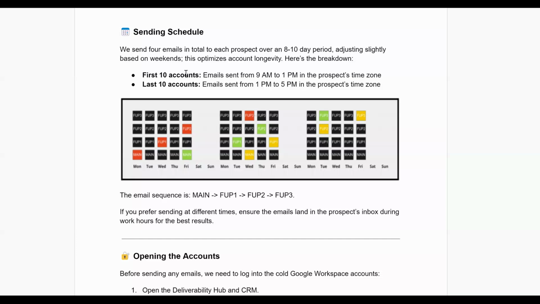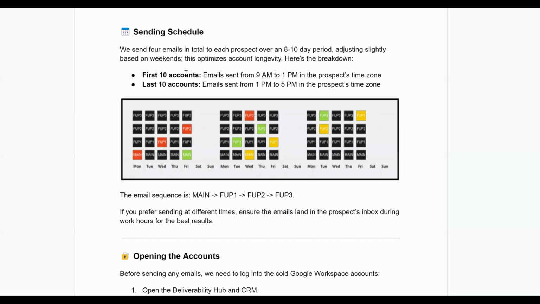And for the first 10 accounts, we send the emails from 9 a.m. to 1 p.m. in the lead's time zone, of course. And for the second 10 accounts, the emails are sent from 1 p.m. to 5 p.m. in the prospect's time zone. And it's very important to stick to this in order to ensure perfect deliverability.